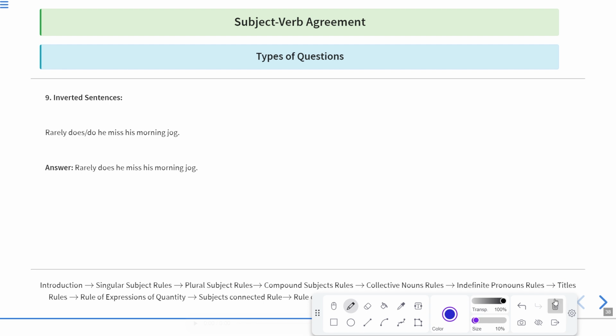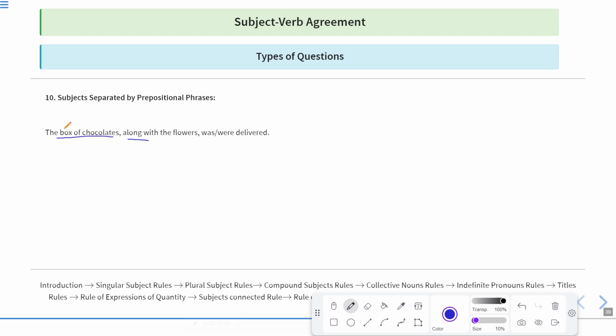The next one is subject separated by prepositional phrases. The box of chocolates along with the flowers was or were delivered. Whenever we use prepositional phrases like along with, the verb depends on the first subject, and the first subject over here is the box of chocolates. So the box is singular. Therefore we'll write was. So here the box of chocolates along with the flowers was delivered. Because box is only one.